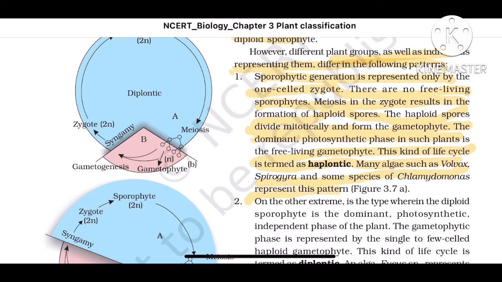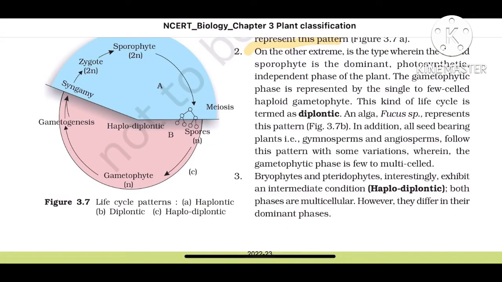2. On the other extreme is the type wherein the diploid sporophyte is the dominant photosynthetic independent phase of the plant. The gametophytic phase is represented by the single to few celled haploid gametophyte. This kind of life cycle is termed as diplontic. An alga, Fucus species, represents this pattern. In addition, all seed-bearing plants, for instance gymnosperms and angiosperms, follow this pattern with some variations, wherein the gametophytic phase is few to multicelled.